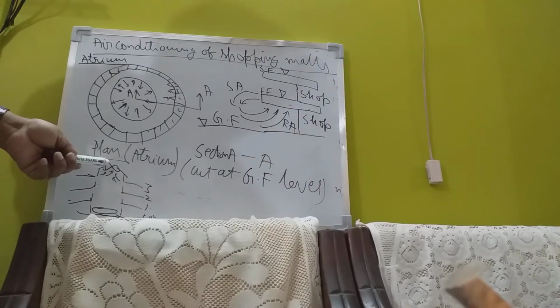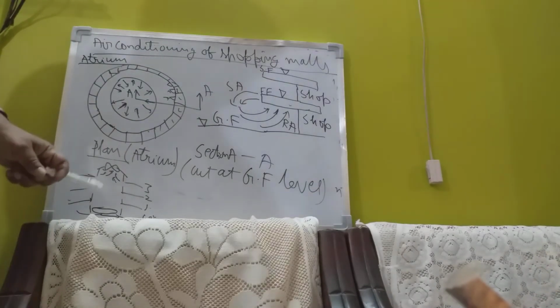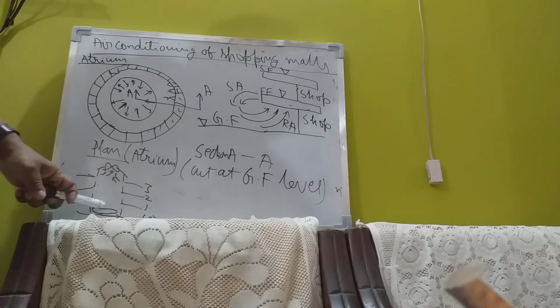So what is done? At the top floor, a fan is provided through a blower, and all the hot air is taken out. This is one part of the air conditioning of the atrium. Now the second part is, how do you cool this place?